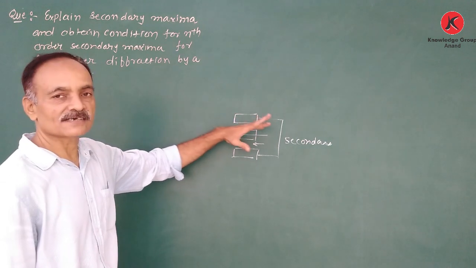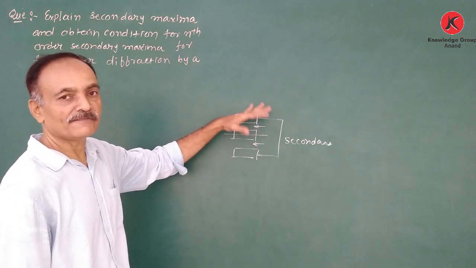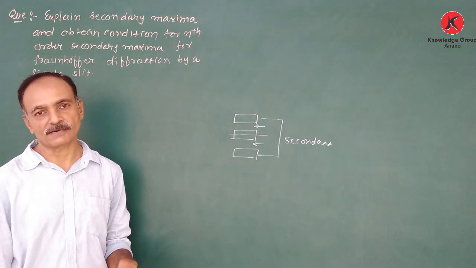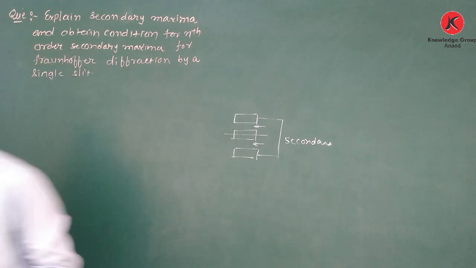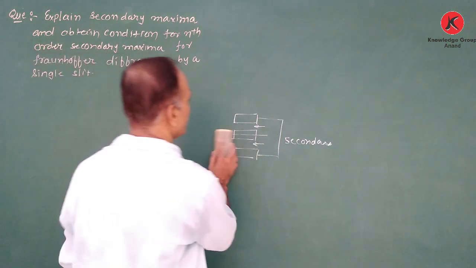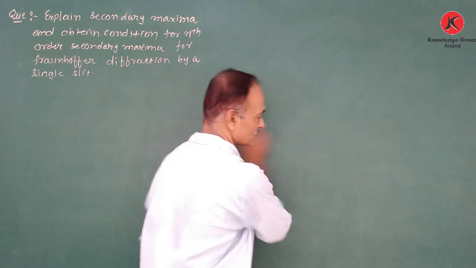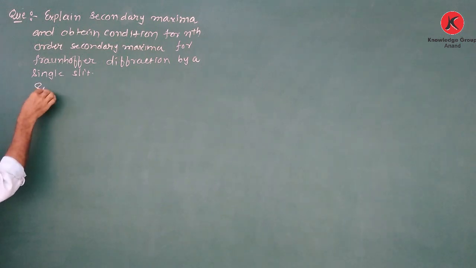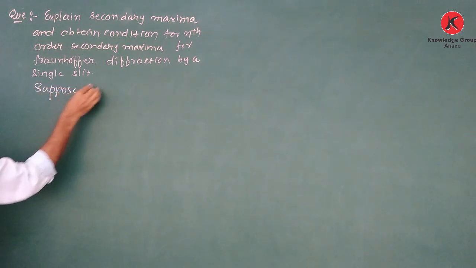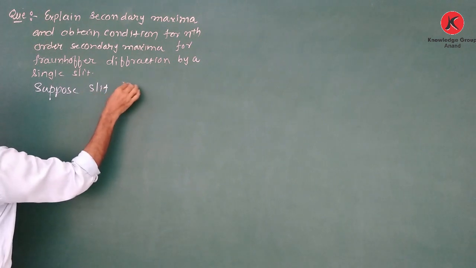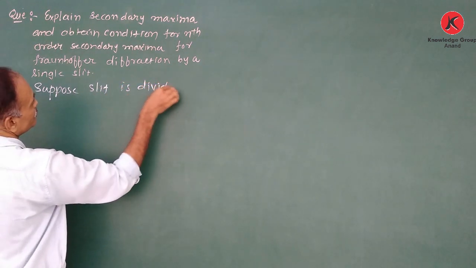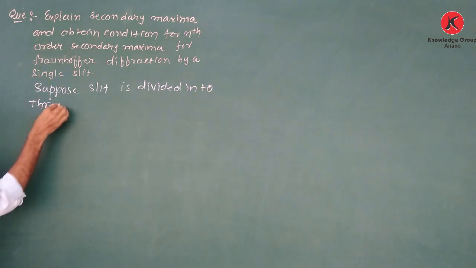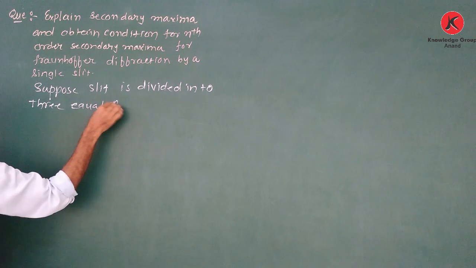Now we are going to discuss the secondary maxima and derive the condition for the secondary maxima. For that purpose, take the slit. Now this slit is divided into three equal parts. Suppose the slit LN is divided into three equal parts.